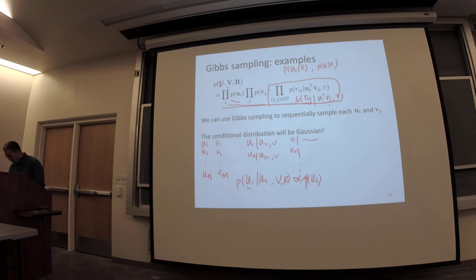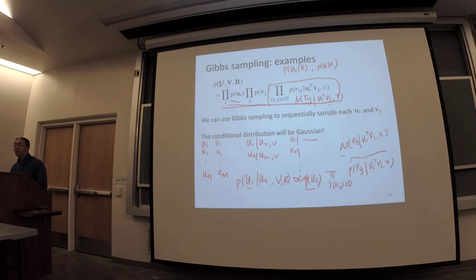So it's just a product over the movies j such that user i has rated movie j, of the likelihood of the rating given the inner product. This one is Gaussian. So now you multiply two Gaussians, right?